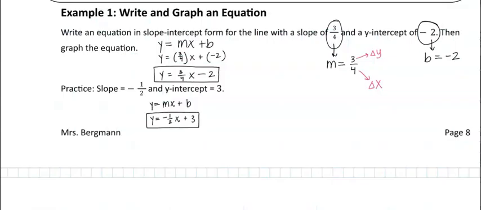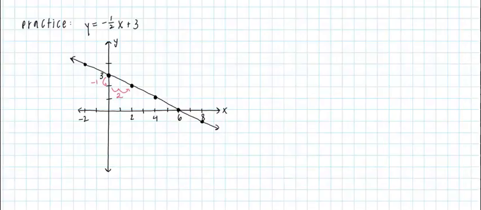Now try the practice problem. Write an equation with a slope of -1/2 and a y-intercept of 3. Here's what the final answer should look like. Now see if you can graph it. Here's what that's going to look like on a graph. You put your y-intercept on 3, and then you follow the slope. -1/2 means you're going to go down 1, right 2.